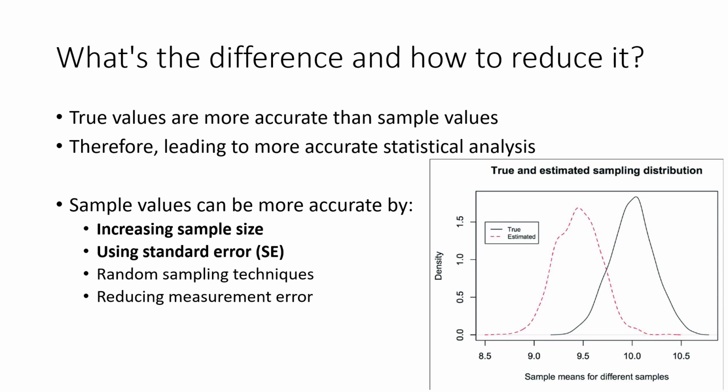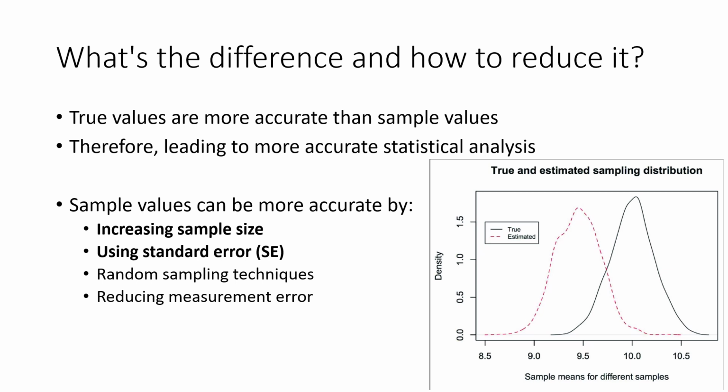Another one would be using standard error. This would make up for any differences, or try to make up for any differences, we have between our sample deviation and our true standard deviation. Another method could be to use random sampling techniques to not have any skewed data and to reduce measurement error. So any machinery we're using, we should make sure that they are rounding the right way.